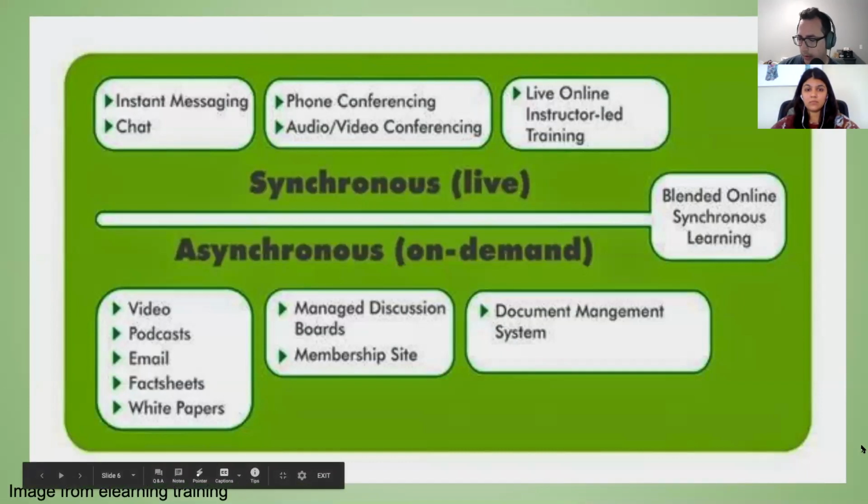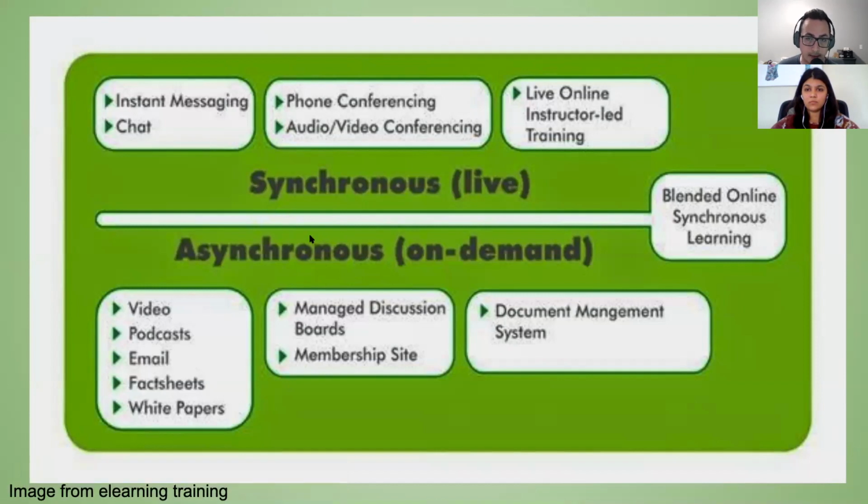Okay, so we are going to look at this model here. The synchronous and then the asynchronous. Synchronous would be live, so kind of like what we're doing right now. It could be instant messaging, it could be chatting, it could be a phone conference, a video conference like what we're doing right now. Live online instructor-led training.